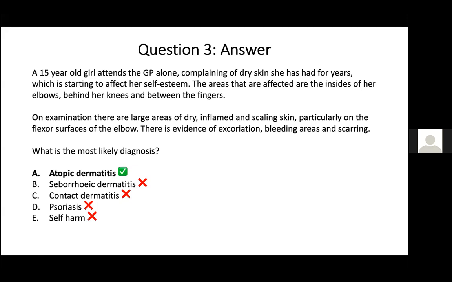It's not a typical distribution, as psoriasis tends to affect the extensor surfaces, and eczema tends to affect the flexor surfaces. While there's an indication that this person might be suffering from low self-esteem, I don't think anything in the question really suggests self-harm. I think those bleeding areas are from her scratching at her skin rather than self-harm. The correct answer there is A, atopic dermatitis.